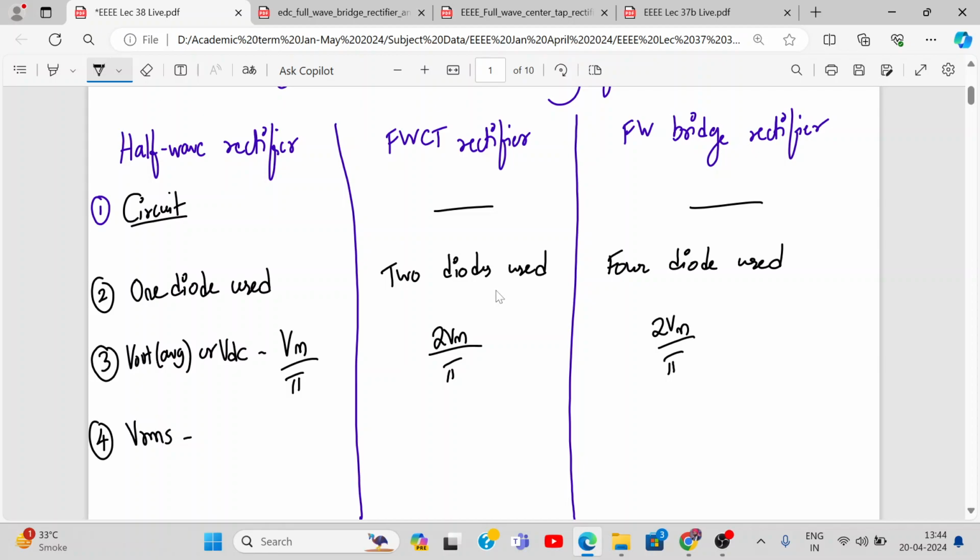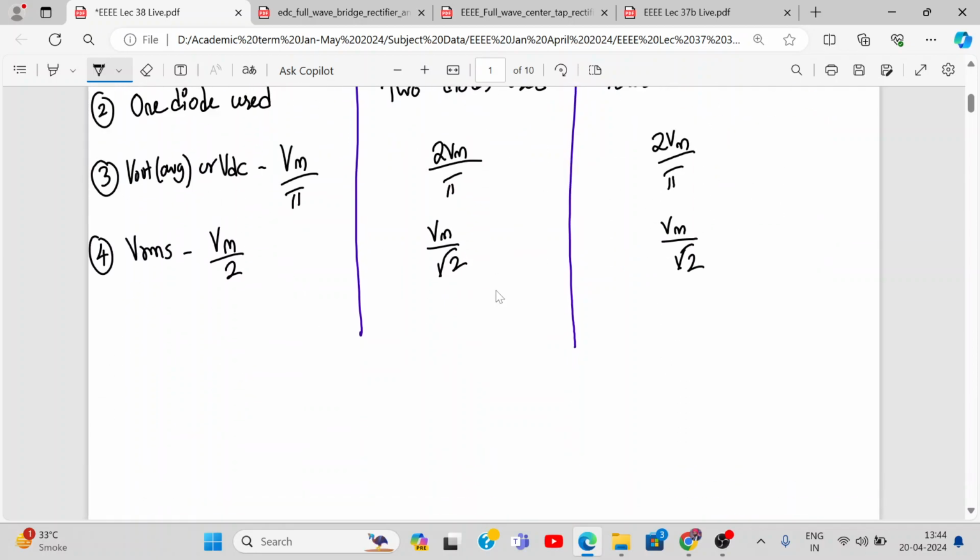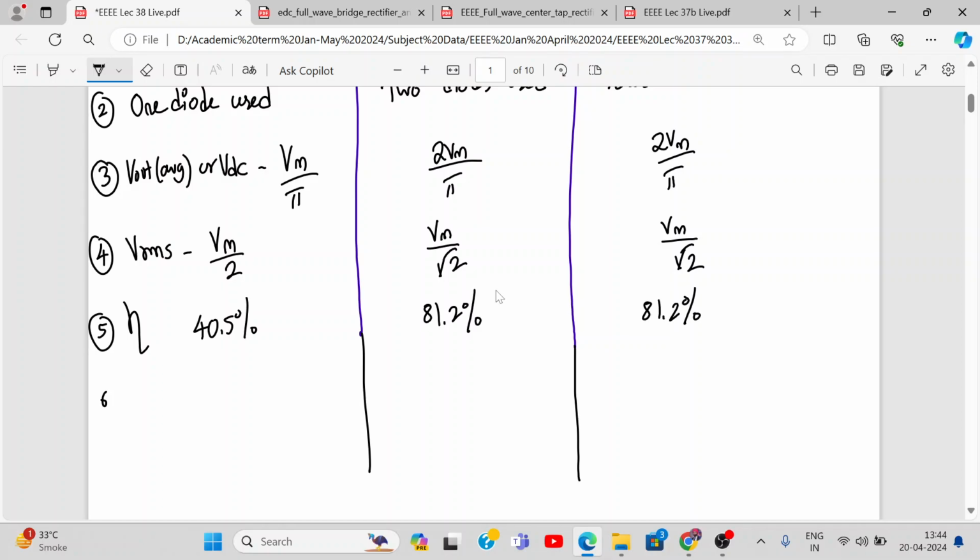RMS value, how much? Here it is Vm by root 2, right? Vm by root 2, correct? Then efficiency, how much is the efficiency of half wave? These are some important points which you should know. So around 40.5. Here it is 81.2. Here it is 81.2. Most of the points are similar.